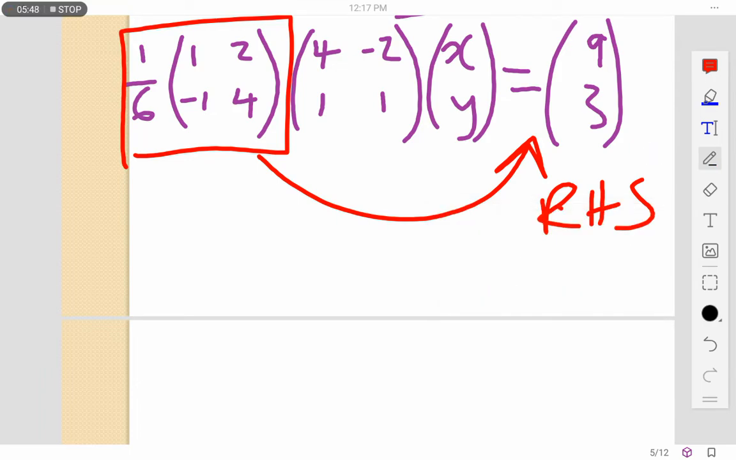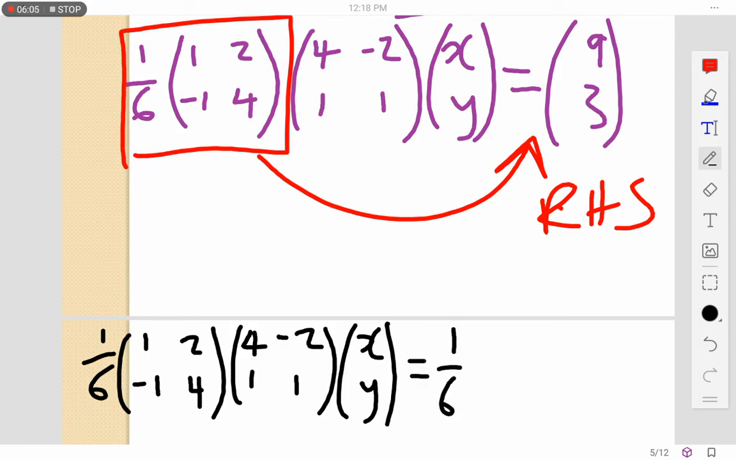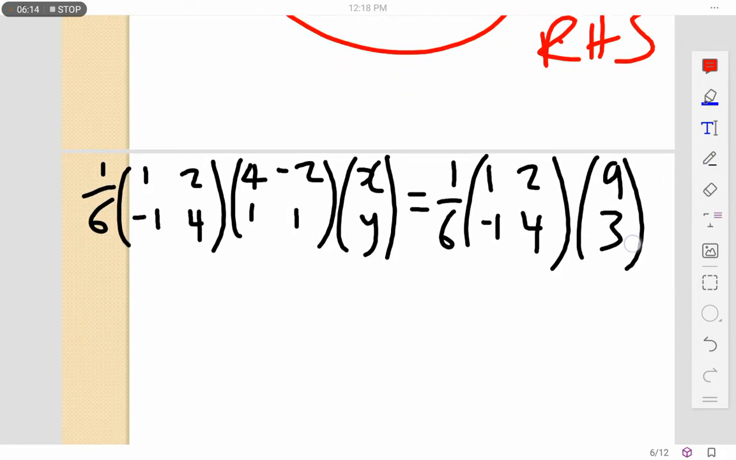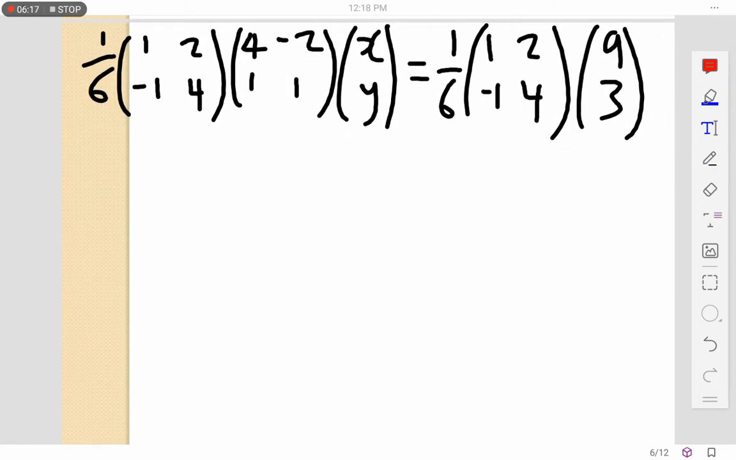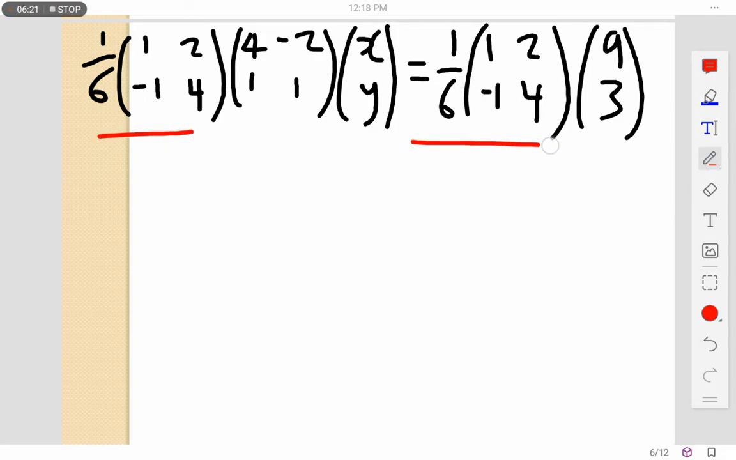Okay, so I'll have 1 over 6 times the matrix [1, -1; 2, 4] [-2, 1; 1, ...] times [x, y]. Then I have this equal to 1 over 6 times [1, -1; 2, 4] times [9, 3], like that. Okay, so this is what we now do. We have multiplied on the left side and done the same on the right side. This is on both sides.